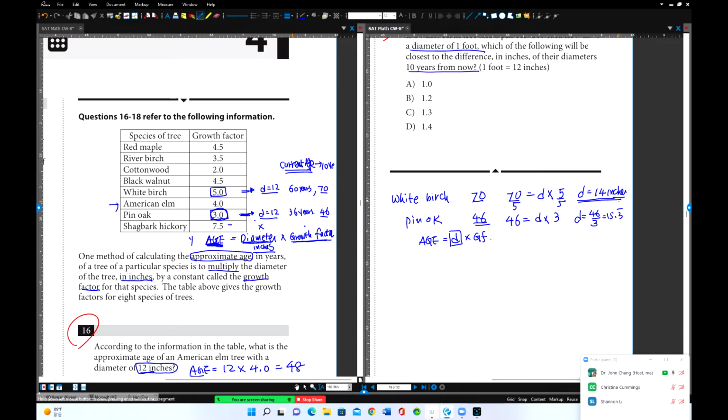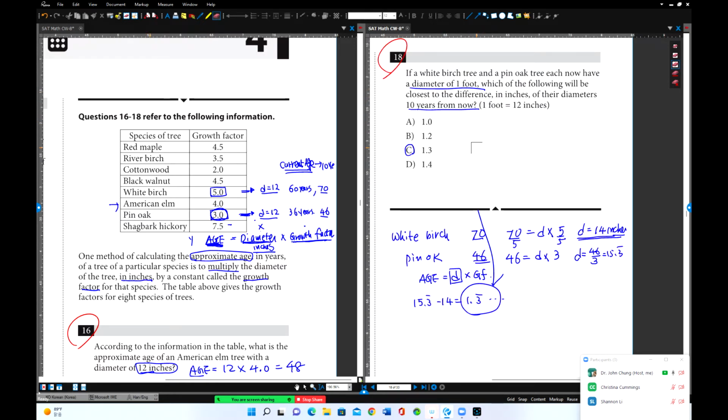Then you find the difference of these two diameters: 15.3 minus 14 is approximately 1.33. So which one is the best answer? 1.3 is very close, and definitely the closest number. So 1.3 is the answer.